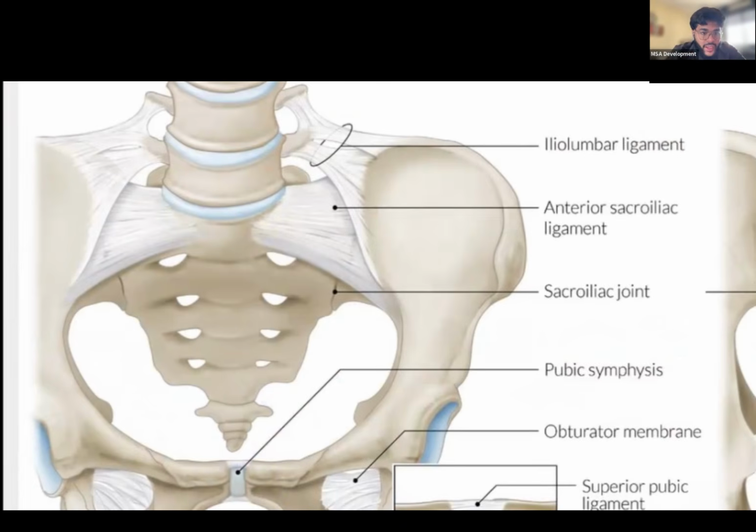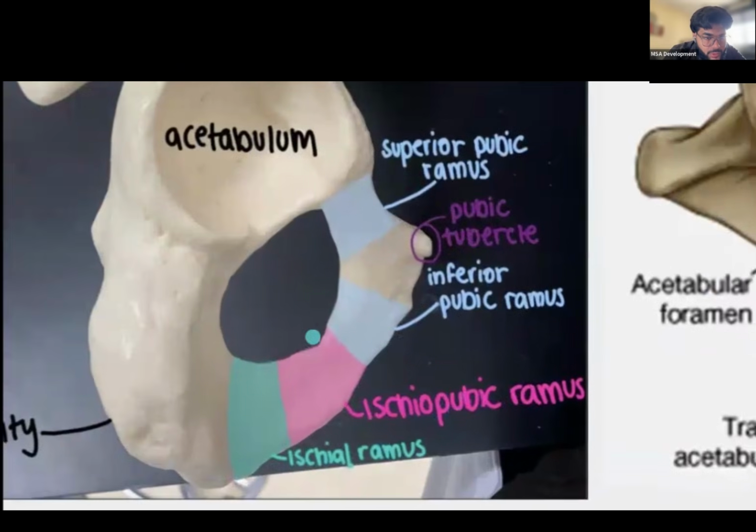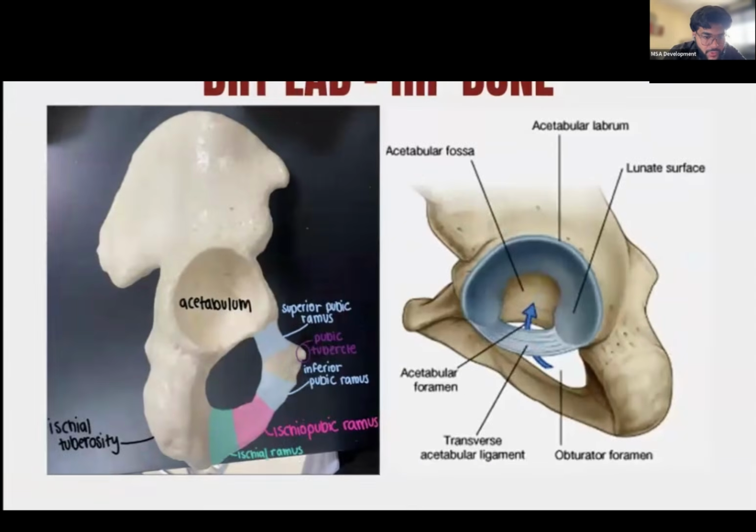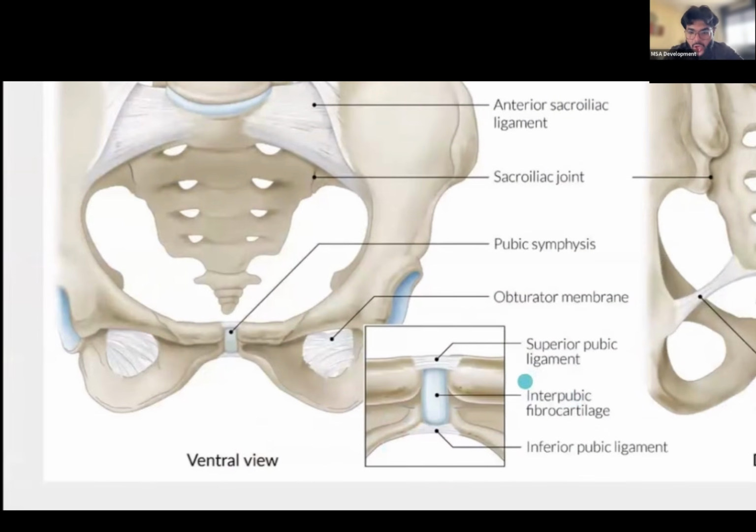Next up we have our obturator membrane. This hole over here, if you saw previously, is our obturator foramen. Now this obturator foramen is covered by a membrane, and this membrane is our obturator membrane. It has a small opening that allows the obturator canal to let the neurovascular bundle pass through.